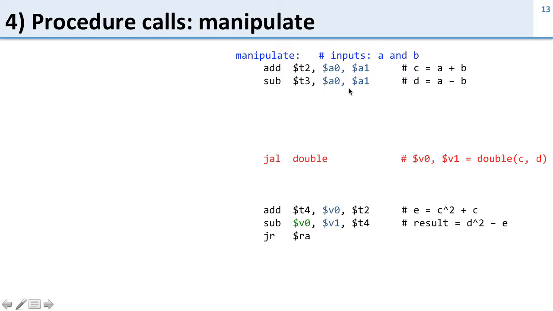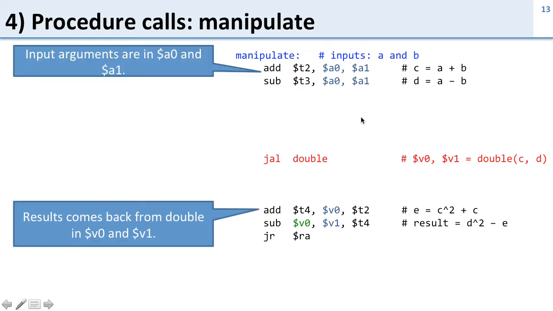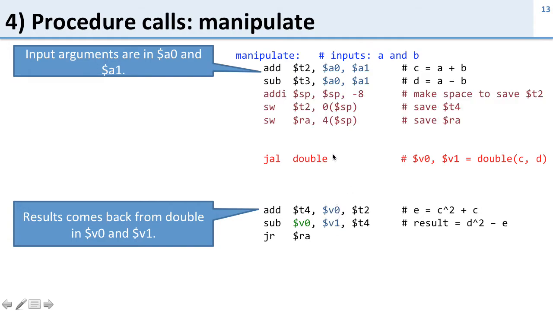So the first thing we did in manipulate here is we changed it so that it's using the right arguments. Instead of getting its values from somewhere else, it's now getting its values from the argument registers. And when we're done with it, it's also going to put the results back in the return register here, but it's also getting the results back from the value registers from this function. So double here returns its values in V0 and V1. These are return registers, and they're going to be used here by this function, manipulate. So we need to change it so it uses the right registers coming back from that procedure call.